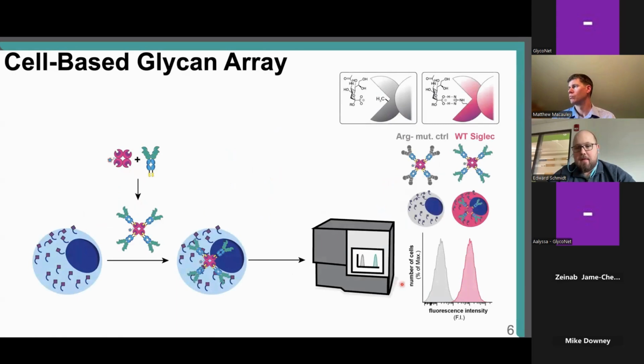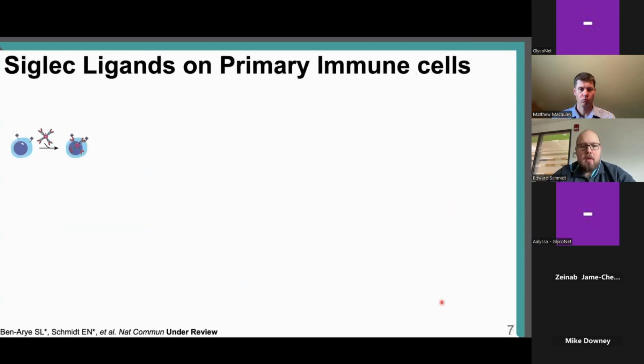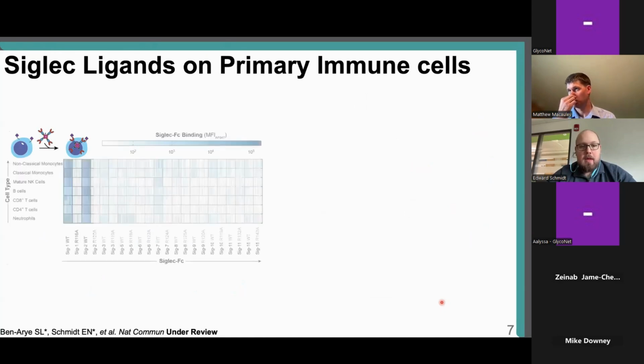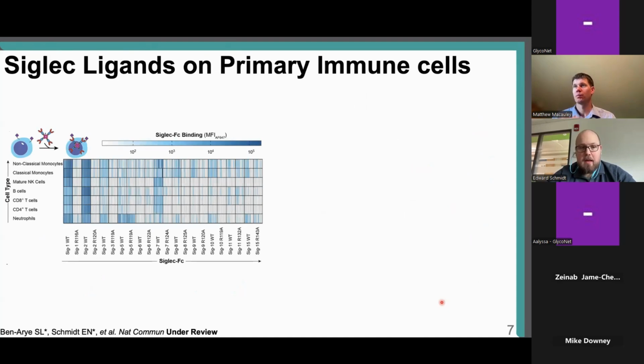Here on the left, I have a representative histogram where the pink histogram represents the wild type Siglec. As Dr. Macauley mentioned, we have arginine mutant controls, so we can determine how much binding is non-specific or non-sialic acid specific. This is analogous to an isotype control for more traditional flow cytometry. Using this approach in collaboration with Verid and the Laurie West group, we were able to screen for the ligands of Siglecs on human spleen tissues. We used the entire human Siglec family here.